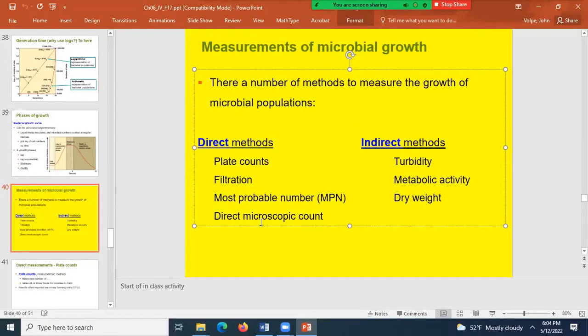There's a direct microscope count, and that is counting the cells under the microscope. An indirect method, turbidity, measuring the amount of light coming through the media of the tube. A metabolic activity, you measure the metabolism to determine the number of cells. Generally, there's more metabolic activity if there's more cells. And then the dry weight, where you dry out the cells and then weigh the cells. There will be more weight, dry weight, if there's more cells.